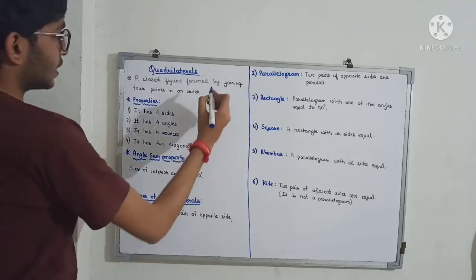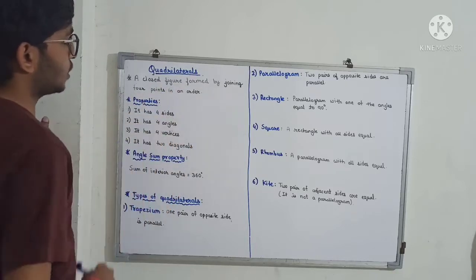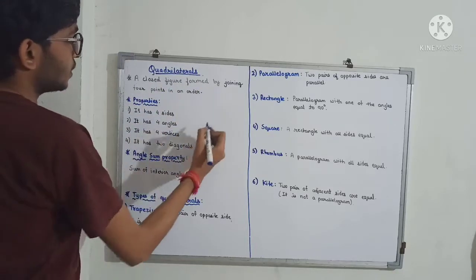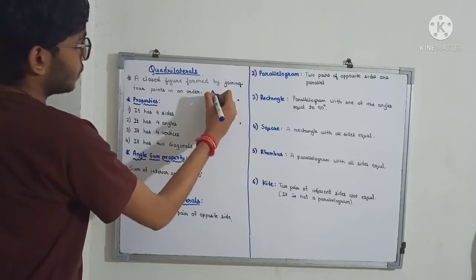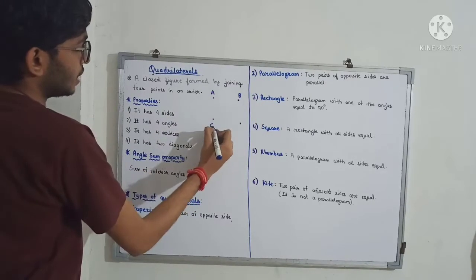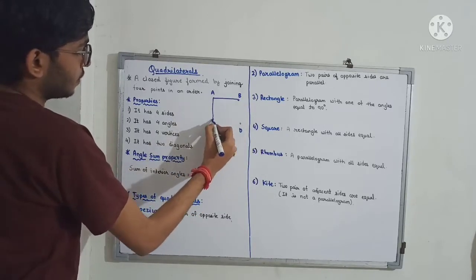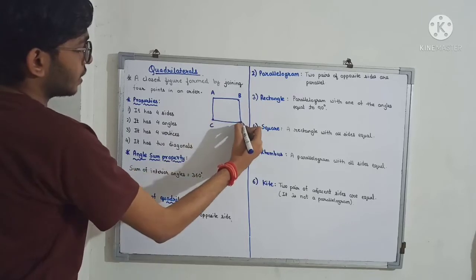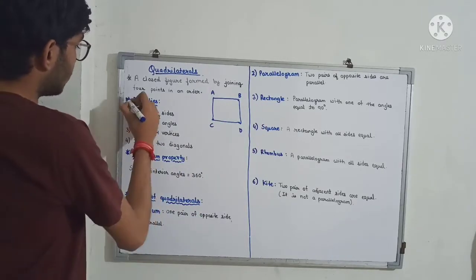Basically, a quadrilateral is a closed figure formed by joining 4 points in an order. This means suppose we take 4 points A, B, C and D. Now when I join these points, the resultant figure is called a quadrilateral. And now we will study its properties.